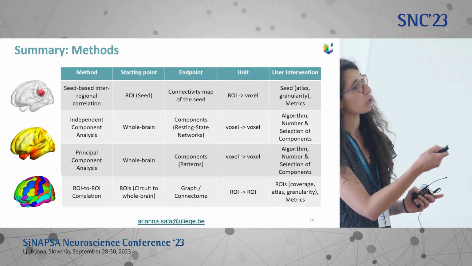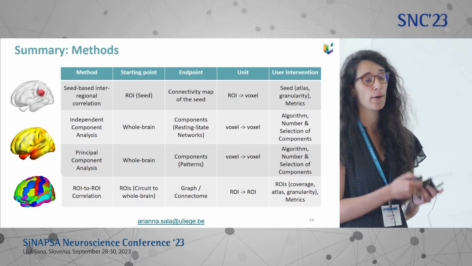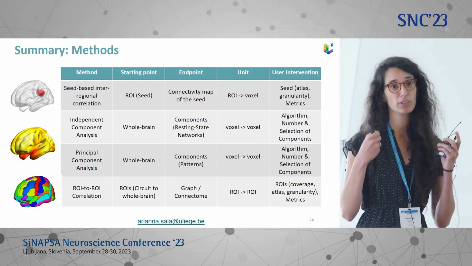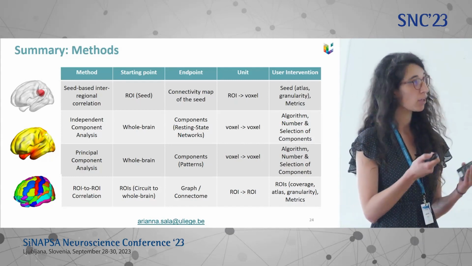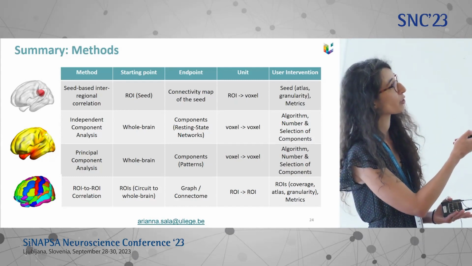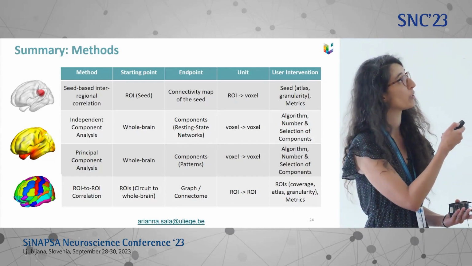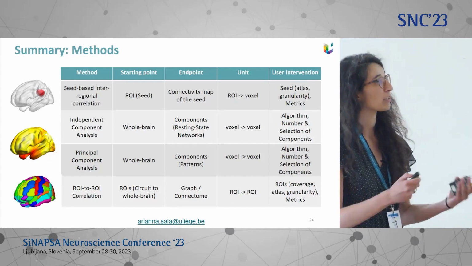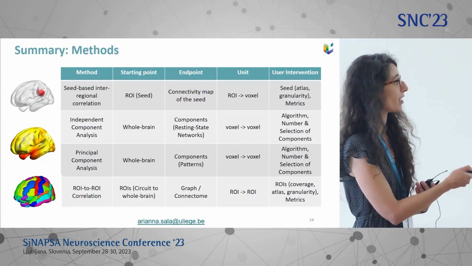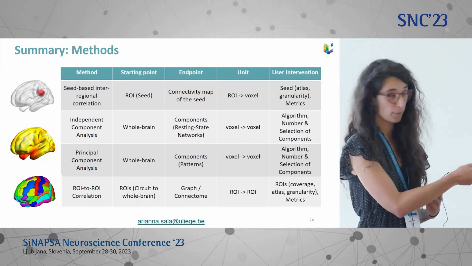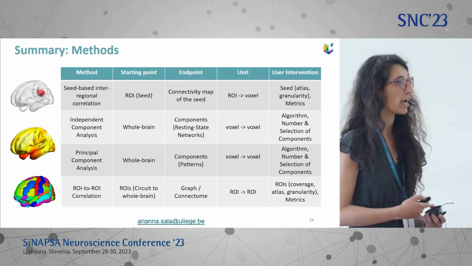As you can see, I will not go through all of these, but there are different levels of user intervention. And I would just like to caution you about the impact of your methodological choices on your results. Of course, when you do a seed-based analysis, you have to select your seed of interest, and you have to select the metric that you will use to estimate connectivity. Correlation or partial correlation can make a difference. Similarly at the ROI to ROI level, there is an impact of the choice of your ROIs on your results.